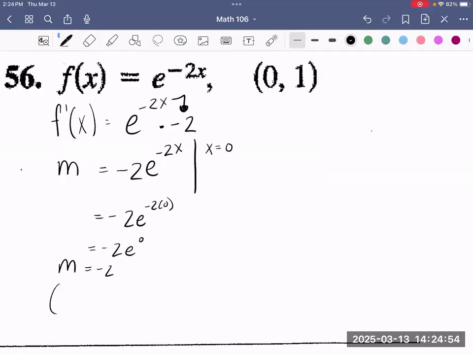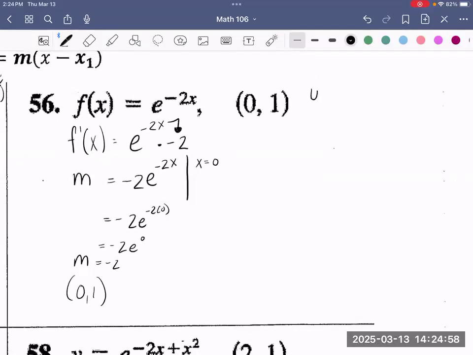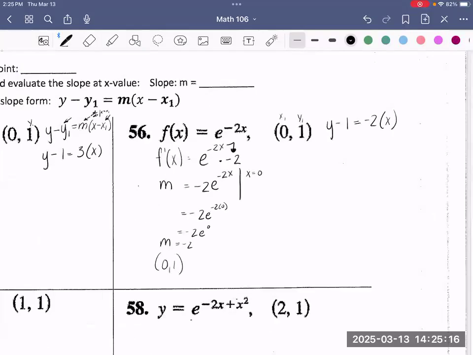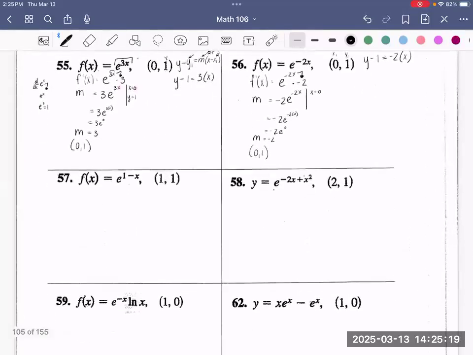So we have negative 2, we have (0, 1), and now let's go ahead and put that into an equation. So we have your x, we have your y, we also have your slope. So we have y minus 1 is equal to your m times (x minus 0), or in our case, just times x. Let's do a few more.